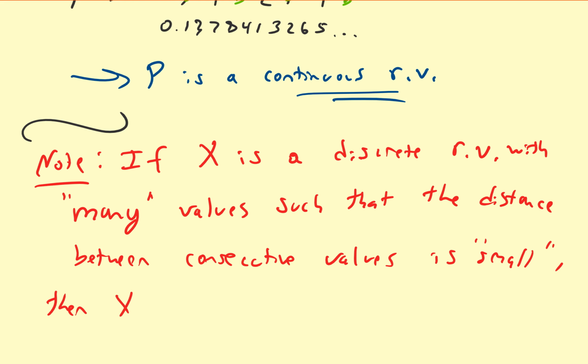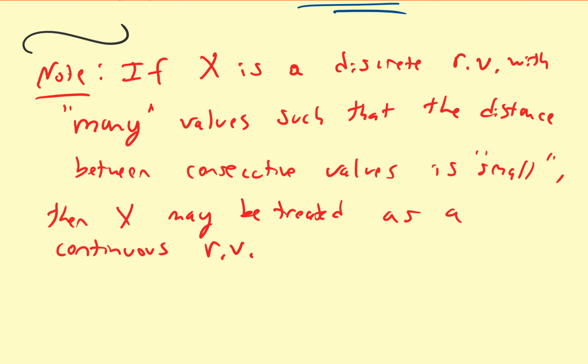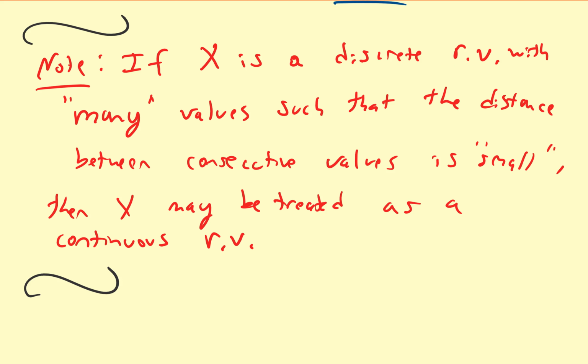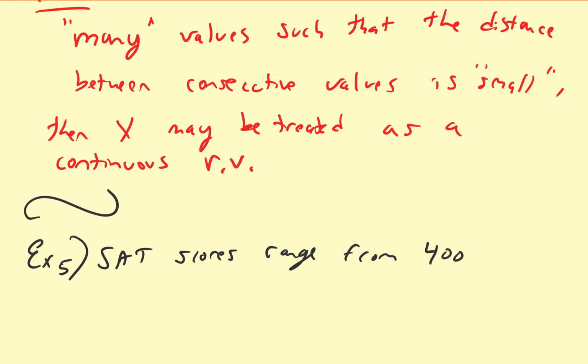Then, x may be treated as a continuous random variable. Let us illustrate this with an example. SAT scores range from 400 to 1600.